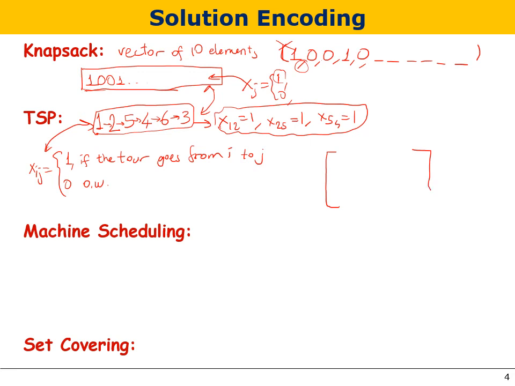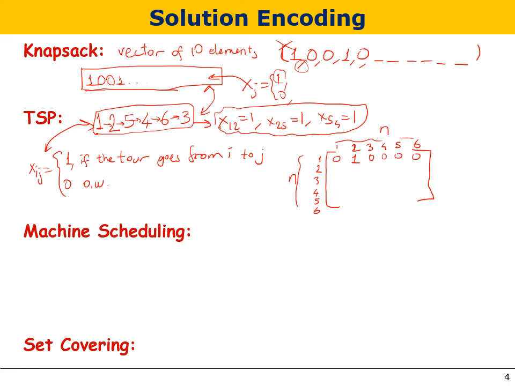And in this array, if you have n cities, it should be n by n. What does it mean? This point here represents x11. Let me write the cities 1, 2, 3, 4, 5, 6 in both rows and columns. We are going from 1 to 2 according to this solution, so this entry is 1 and all others should be 0.